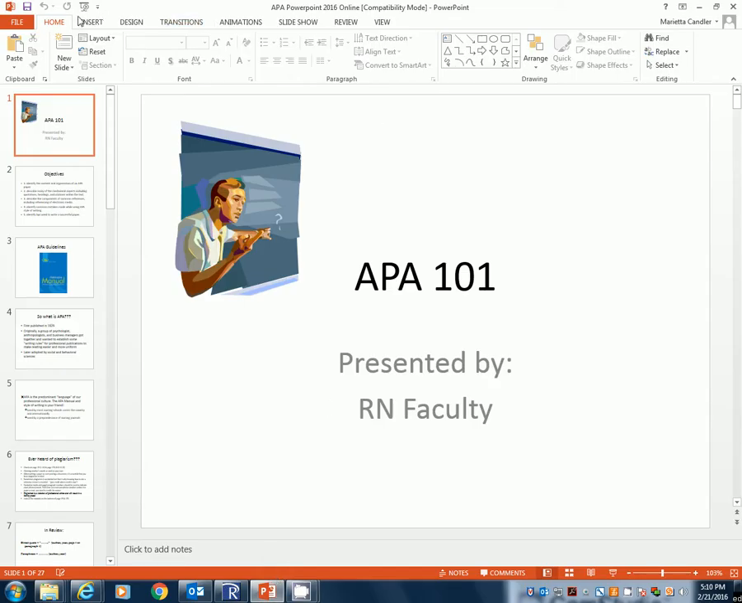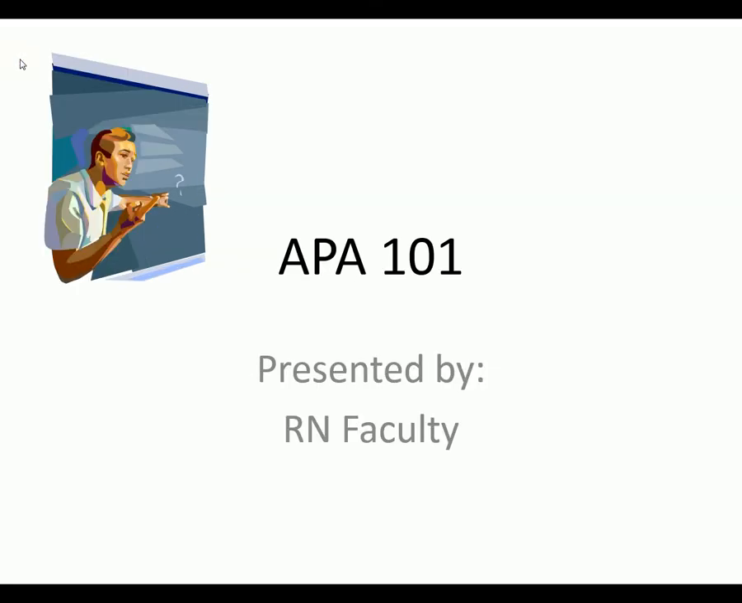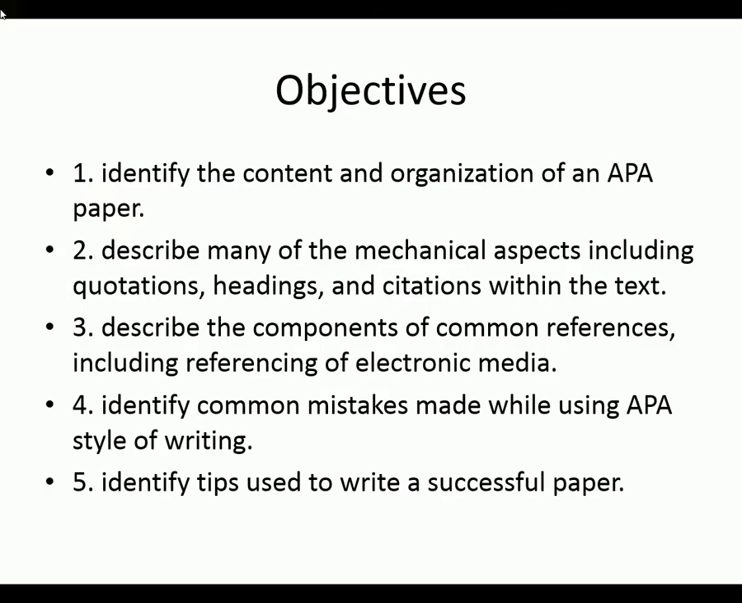Okay. So let's start with APA 101. What do we want us to get out of this? Well, I want us to be able to identify the content, how APA is organized, and how it's organized in a paper. Describe many of the mechanical aspects, including quotations, headings, and citations within the text. Describe the components of common references, including references of electronic media. Identify some common mistakes made, and then some tips to write a successful paper.